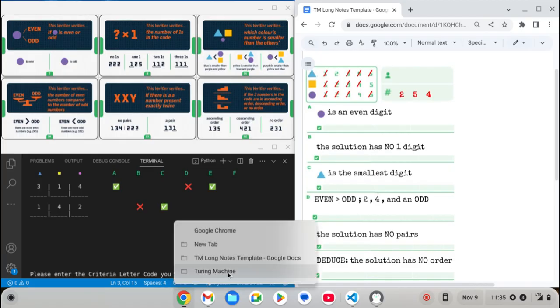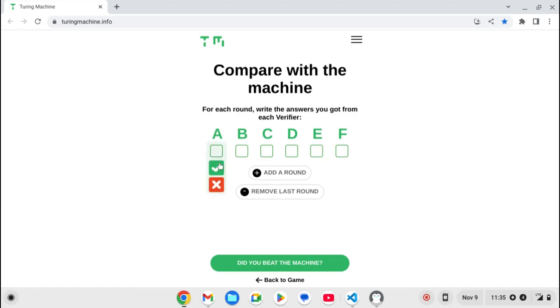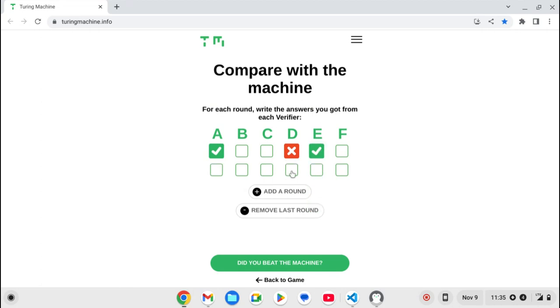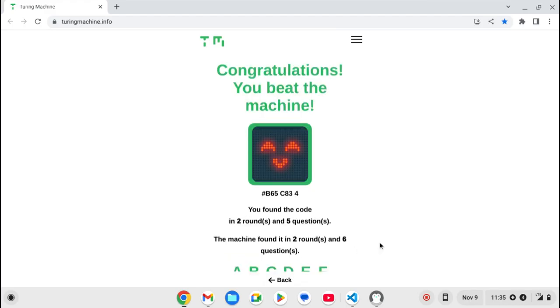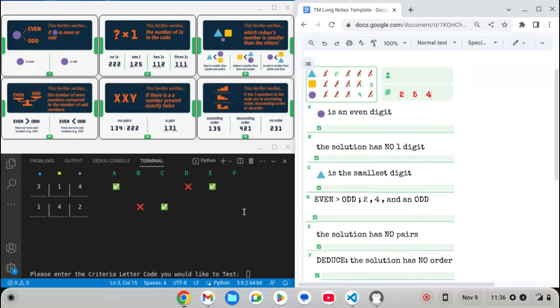So ADE in the first round. So A was correct. I believe D was incorrect. E was correct. In the second round, we did only B and C, and I believe B was incorrect and C was correct. And we outright deduced the ordering, which was criteria card F. Okay, so yeah, we beat it by 1 question. Definitely this interaction between criteria cards C and F really, I believe, helped us to eliminate that last test, and we were able to deduce criteria card F.